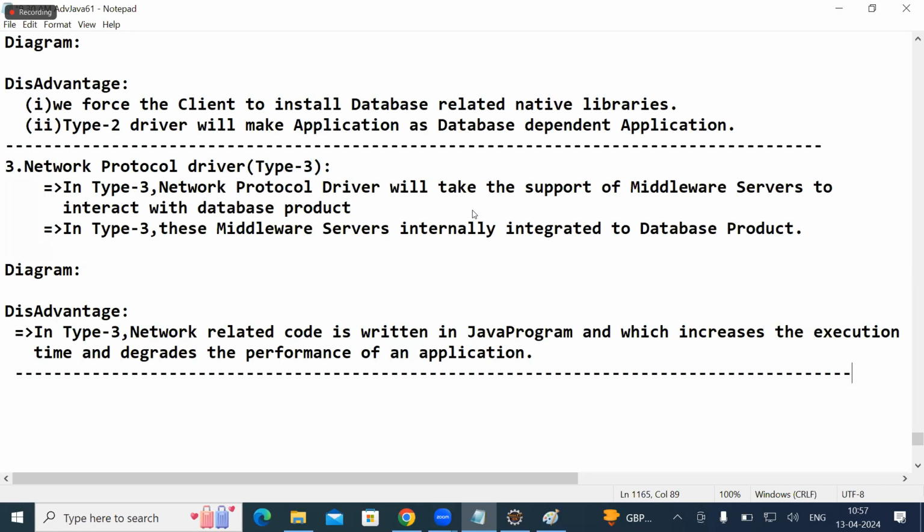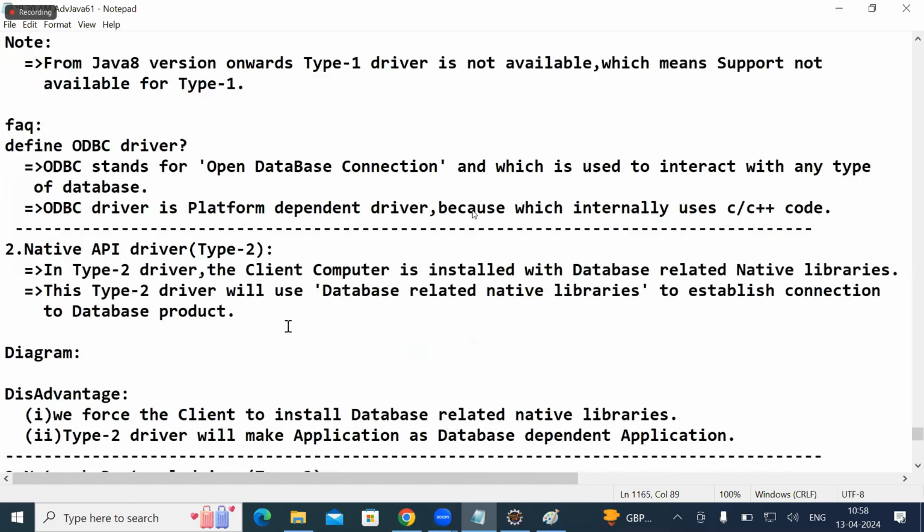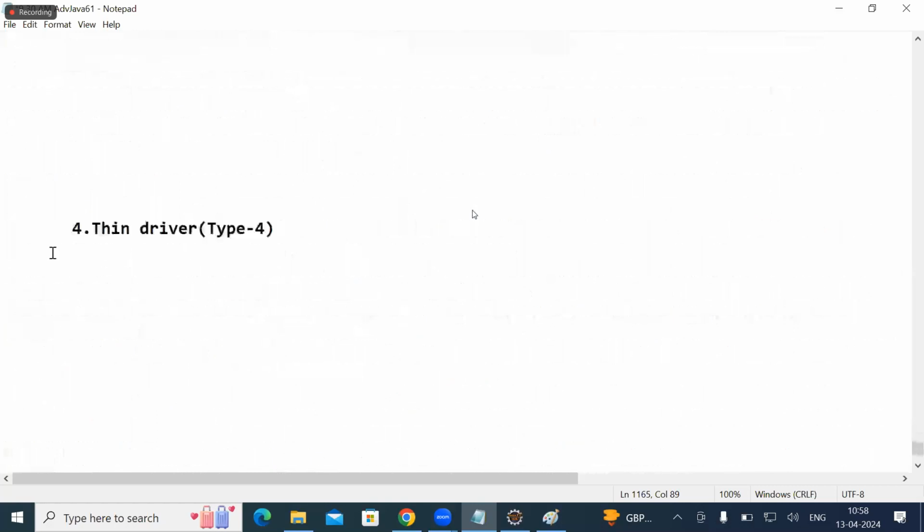So the market is not using type 1 because of ODBC and the number of conversions. The market is not using type 2 because it makes the application database dependent. The market is not preferring type 3 because network related code I must write, and while executing, network components are activated. When network components are activated, execution time increases and performance degrades. We are not preferring to use type 3. To overcome all these three, they introduced the thin driver.